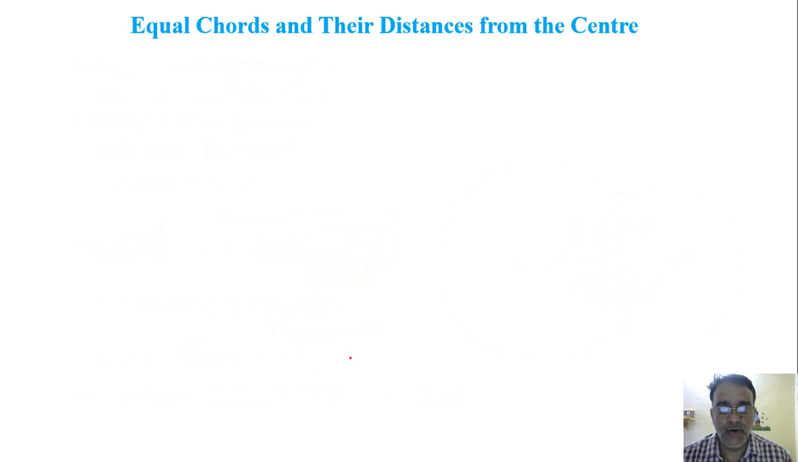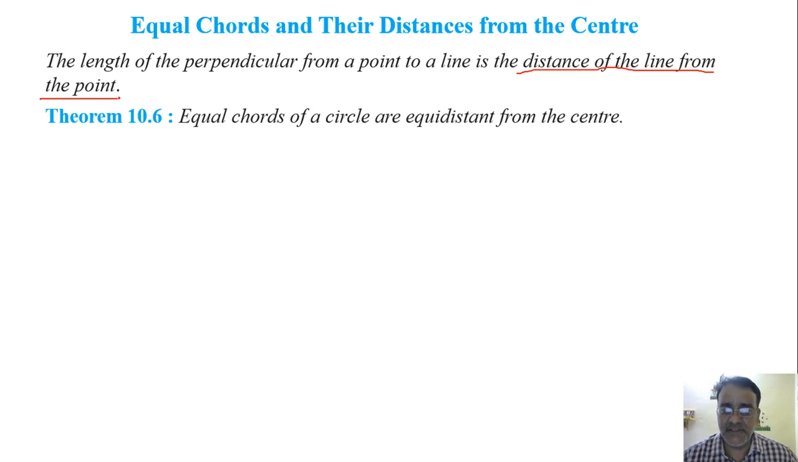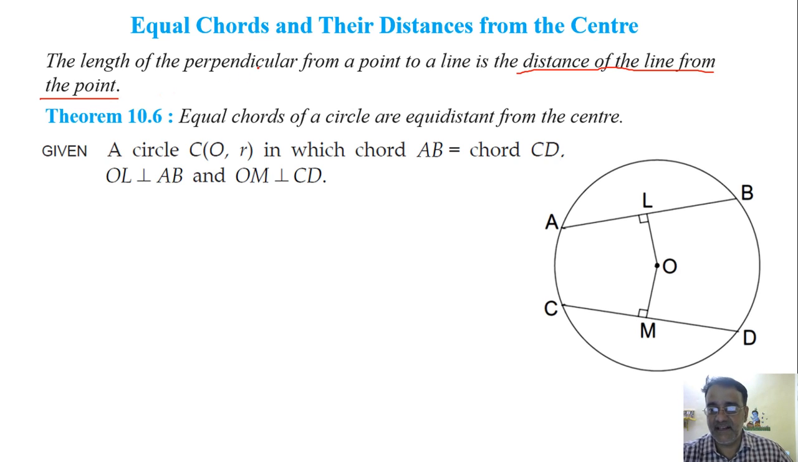No, sir. Okay. Now the next topic is equal chords and their distances from the center. The length of the perpendicular from a point to a line is the distance of the line from the point. Okay, so theorem number 10.6: equal chords of a circle are equidistant from the center. So दो chords अगर equal हैं तो उनका जो perpendicular distance है center से वो दोनों equal होगा. So see this diagram.